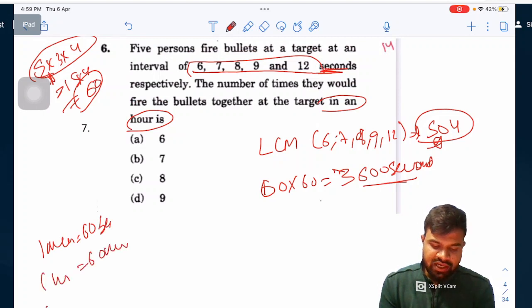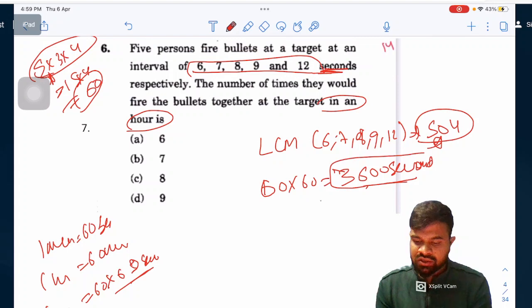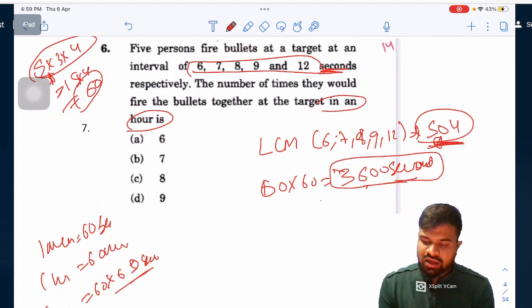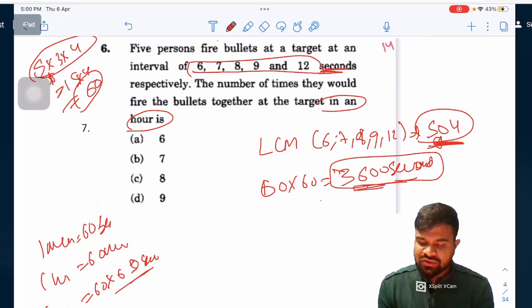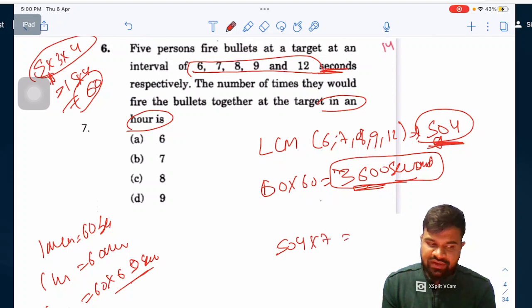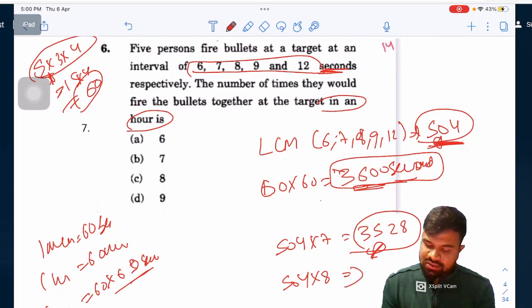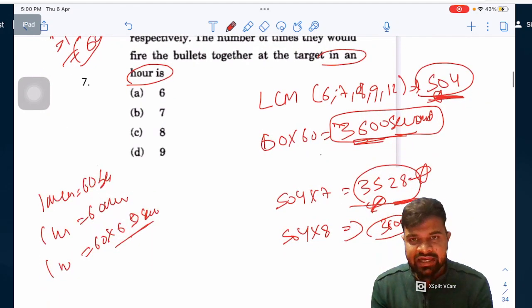So, 1 hour is equal to 60 into 60 seconds. That is a very simple logic that we all know. Now they are meeting at the common interval of 504 seconds, and in total we have 3600 seconds. Now, 504 into 7 is equal to 3528, and 504 into 8 is greater than 3600. So this will be the case. So they will meet 7 times, based on the above logic.